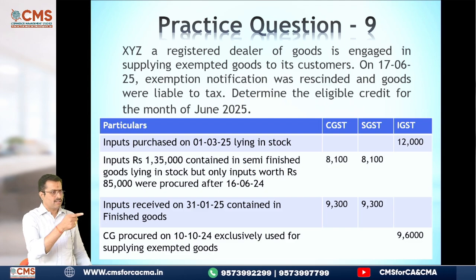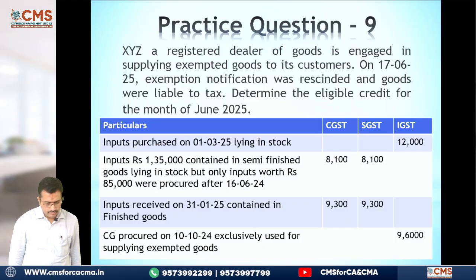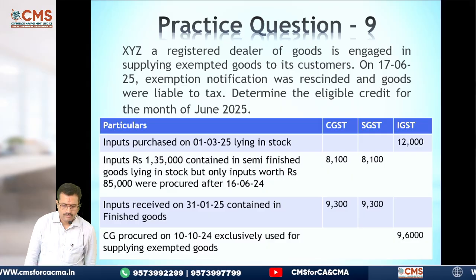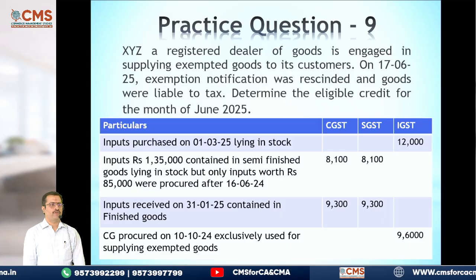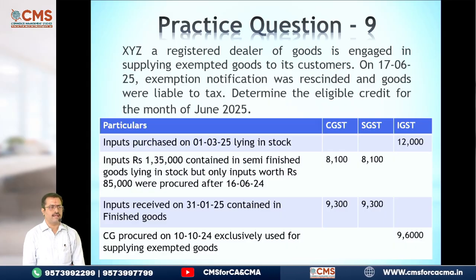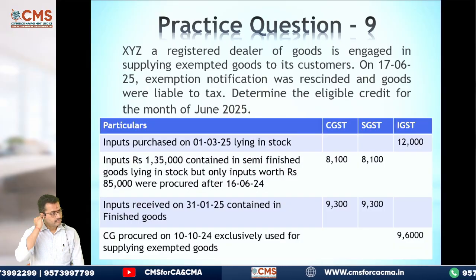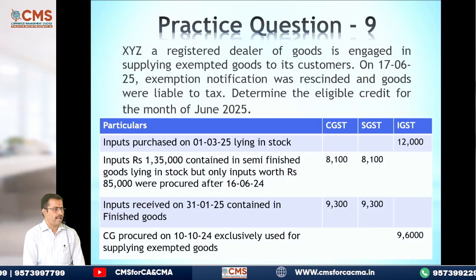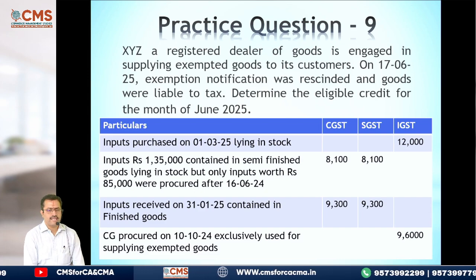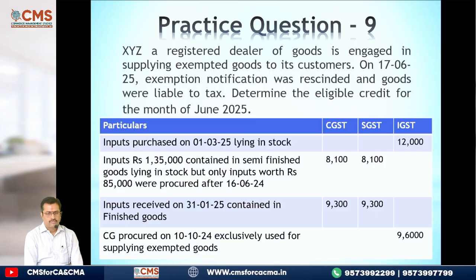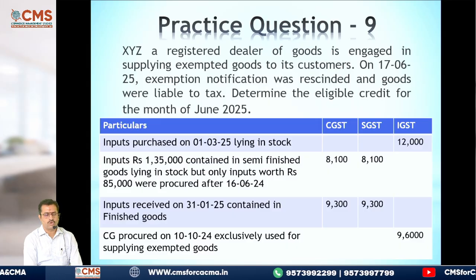First you put computation of eligible input tax credit. Over. Now write first inputs lying in stock. Can I avail or not? Yes, directly in IGST column you have to put 12,000.